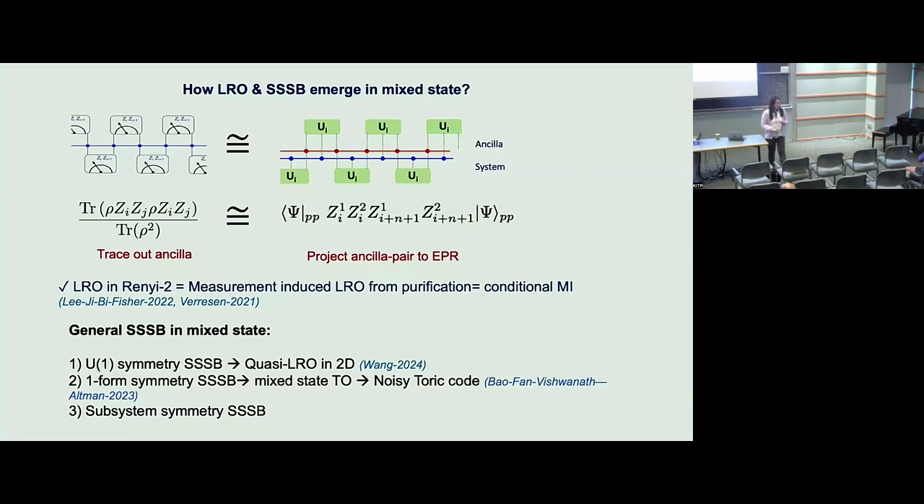So is there a hierarchy of transitions between conventional long-range order, Renyi-2 long-range order, 3, 4, whatever? Are they all different phases when certain correlators vanish, or are there only two phases, where conventional long-range order and this other long-range order?